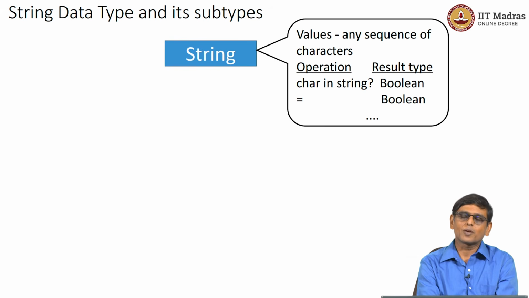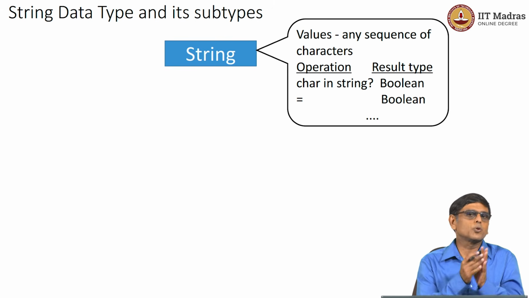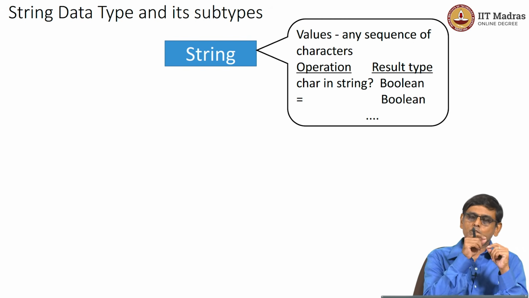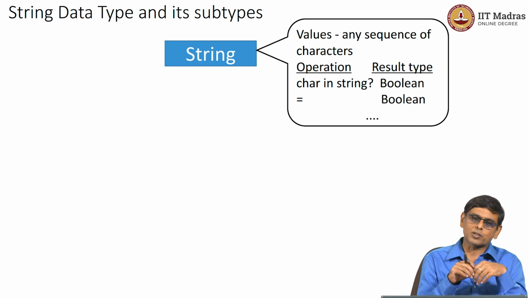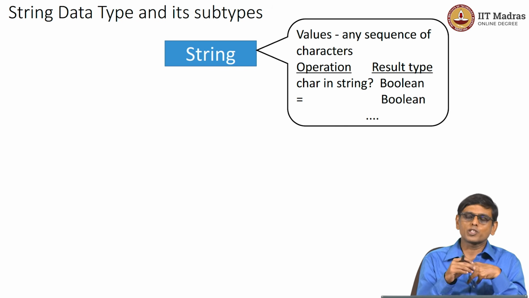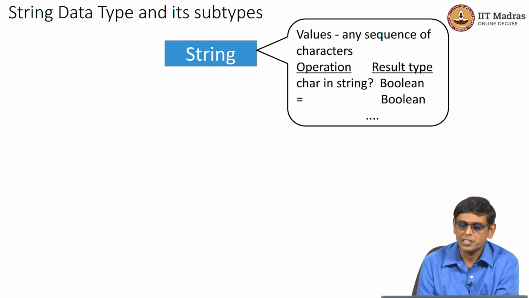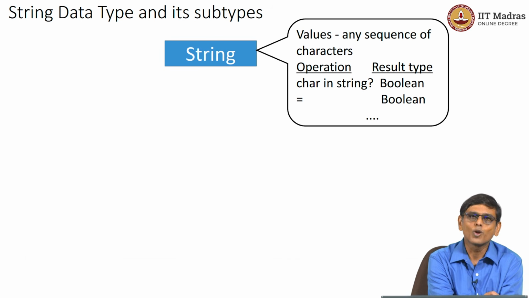You could also check whether one string is equal to another string, right. So to check whether one string is equal to another string, you have to take the sequence of characters in the first string and the sequence of characters in the second string and go one by one. Compare the first character of the first string with the first character of the second string, the second character of the first string with the second character of the second string, and go on like that. If all of them are equal, then we say the strings are equal. So equal to is also a valid or meaningful operation for strings, and the result type of equal to would be clearly Boolean.